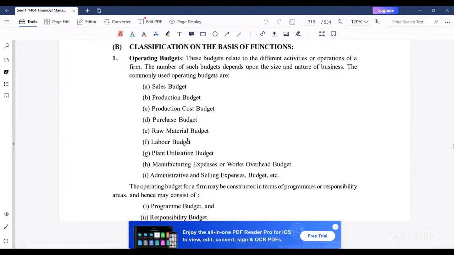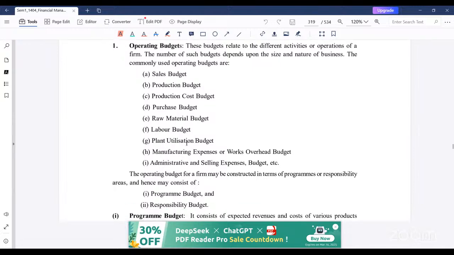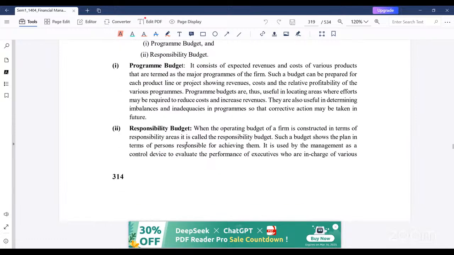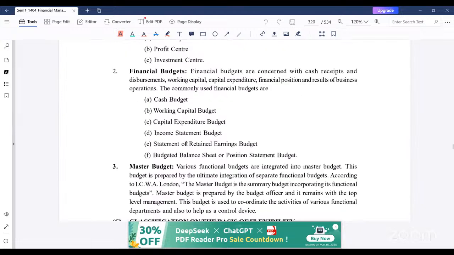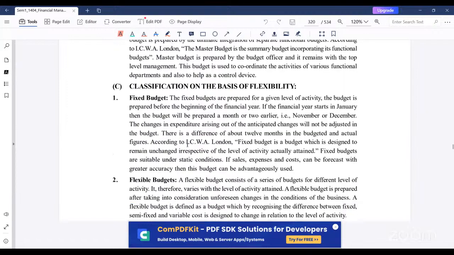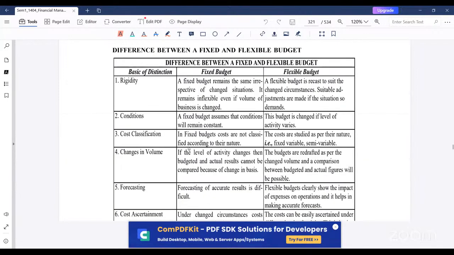So operating budgets: we have sales budget, production budget, production cost budget, purchase budget, raw material budget, labor budget, manufacturing expenses or works overhead budget, administrative and selling expenses budget. Then program budget and responsibility budget, like financial budgets. Under the financial budgets only we learn a lot. Next, classification on the basis of flexibility. Here we have fixed budget and flexible budget.